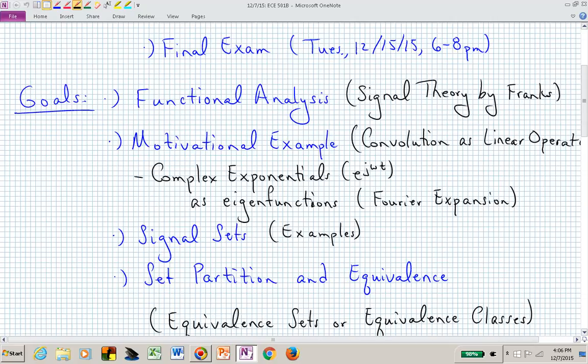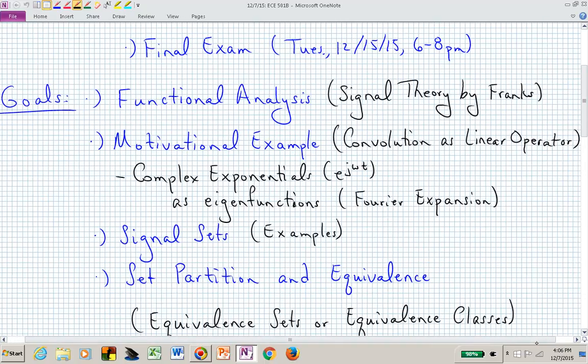But structurally, it should look similar to the previous midterms, types of problems, etc. Today, what I'm wanting to do is get started with the second half of the class, which is the second textbook, Signal Theory by Franks, and that's really a subset of functional analysis. So if you hear somebody talking about functional analysis, you can start to better understand or appreciate what they're talking about or referring to based on the material that we're going to cover.